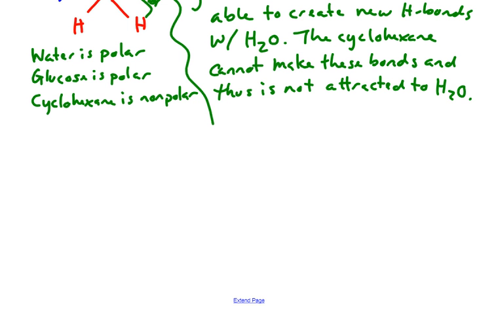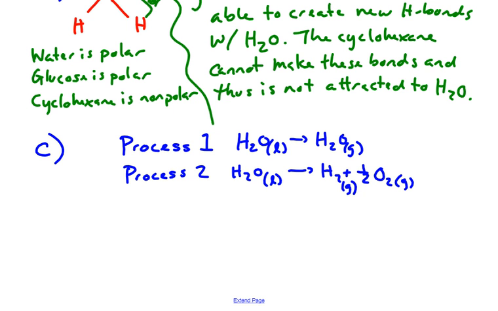Letter C. It says, consider the two processes below. I. For each of the two processes, identify the type of intermolecular or intramolecular attractive forces that must be overcome for the process to occur. I'm assuming you need to be specific. You cannot just say, oh, that's an inter and this is an intra. It says what type of inter and what type of intra.